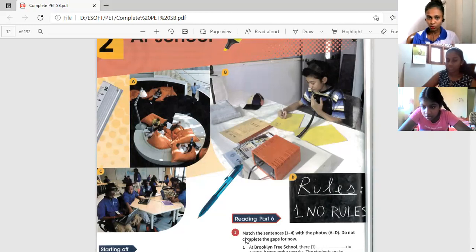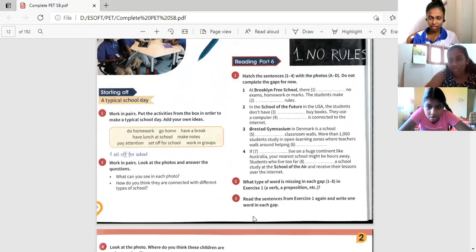So this is about school. You can see here the students are studying, and here they're using laptops and all. And here you can see something like a telephone, right? That means distance learning, right? Something like that.